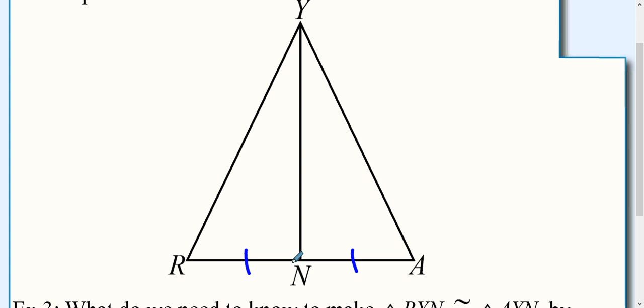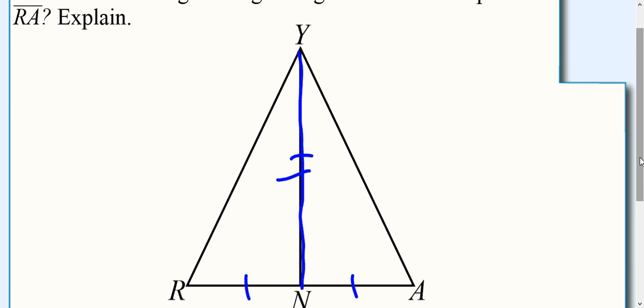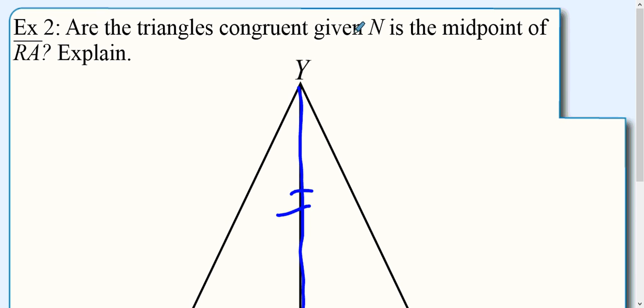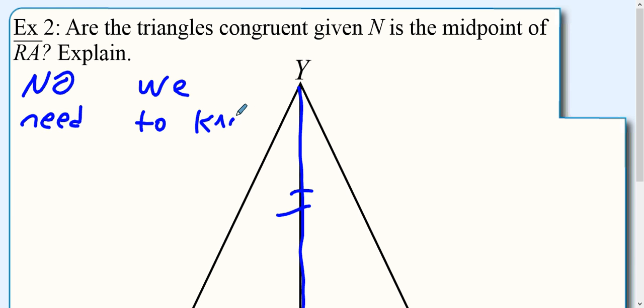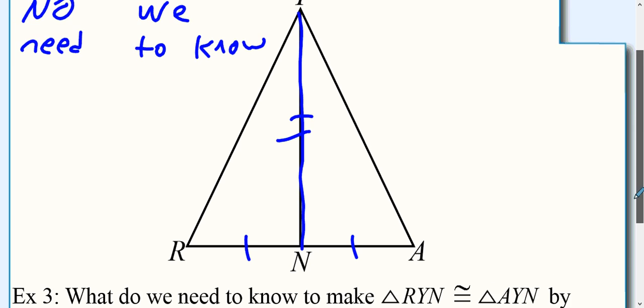Then, looking at these two triangles, you can trace them out and you see that they both have side YN. And that's congruent by the reflexive property. That's two sides. If we know the third side, then we know that they're congruent by side, side, side. But we don't know the third side. There's nothing else that we know from this picture. So we need to know one more thing. We've got two sides, we need the third side.